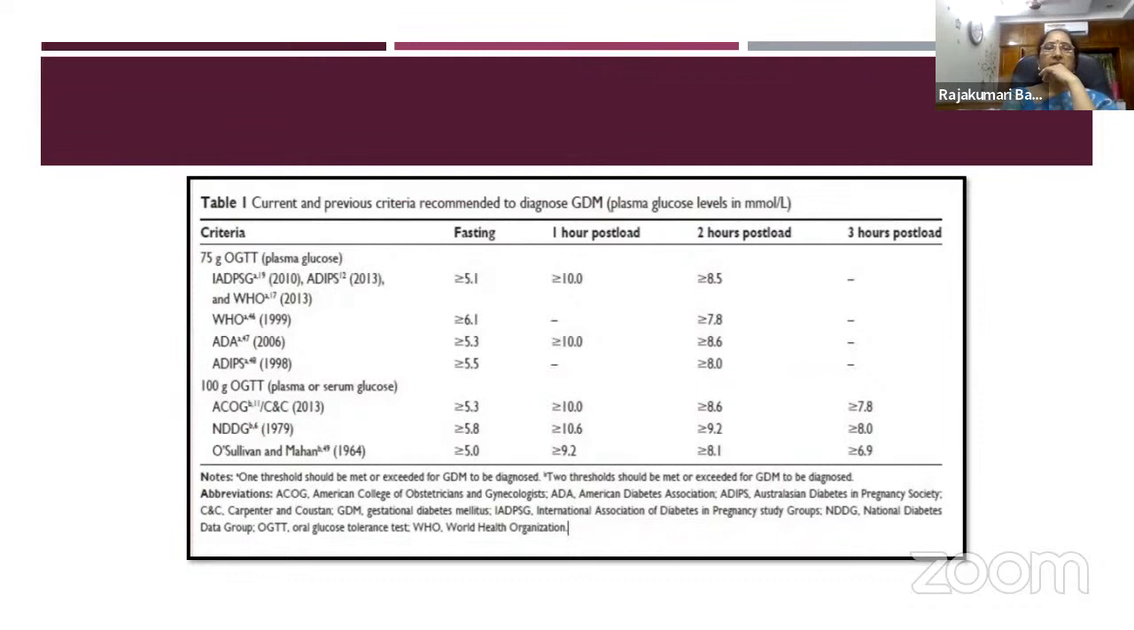Current and previous criteria recommended to diagnose GDM, briefly we will discuss. In 75 grams OGTT, according to the International Society, fasting is more than 5.1, 1 hour post-load more than 10, 2 hours post-load more than 8.5 millimoles per liter. In 100 grams OGTT, according to SCOG, fasting is more than 5.3, 1 hour post-load is more than 10 millimoles per liter, 2 hours post-load is more than 8.6.